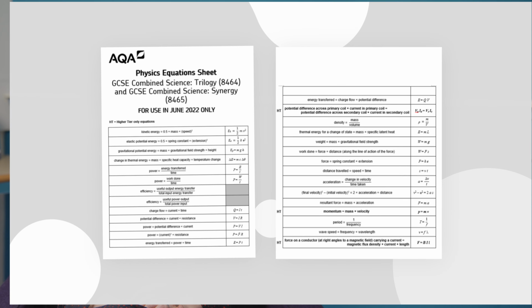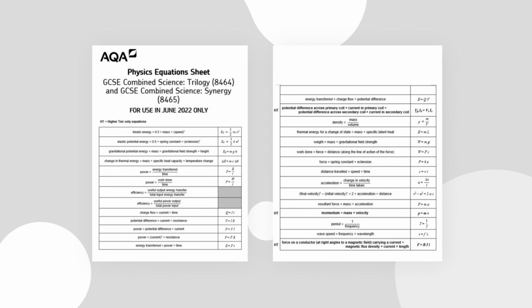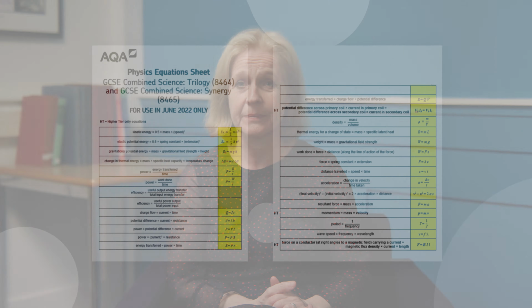As always, students can write the equation as word equations or as symbol equations, but if they use the symbols, they need to use the correct symbols as shown on the list. The equations in biology and chemistry won't be listed, so students will still need to recall these equations.